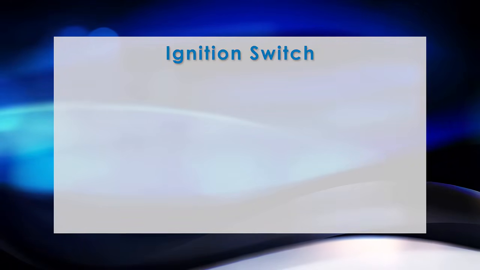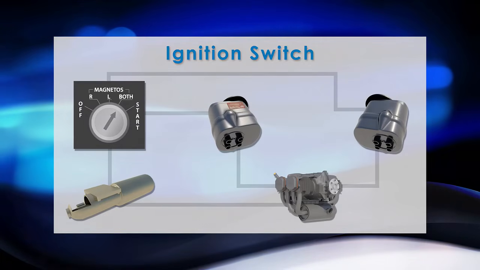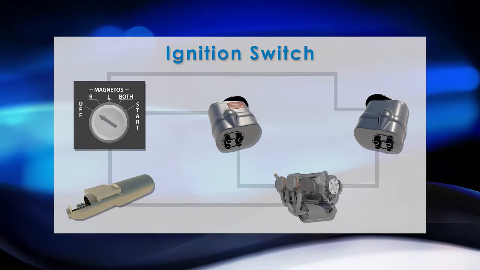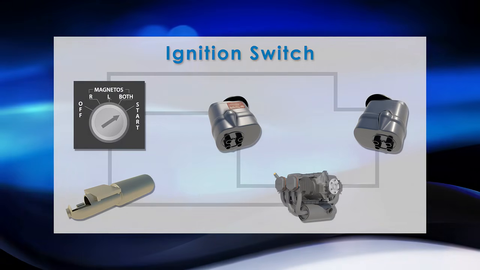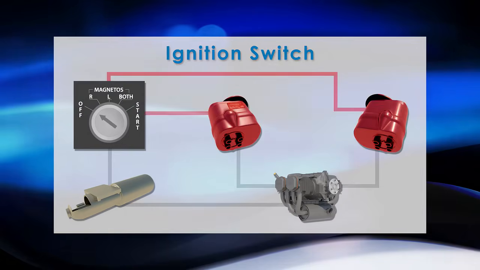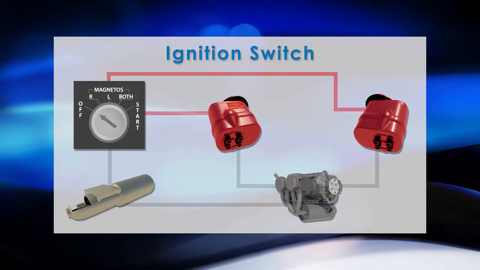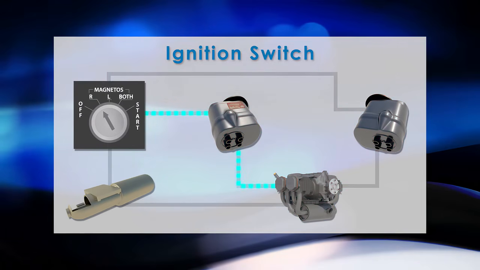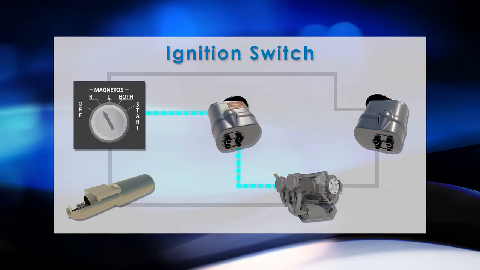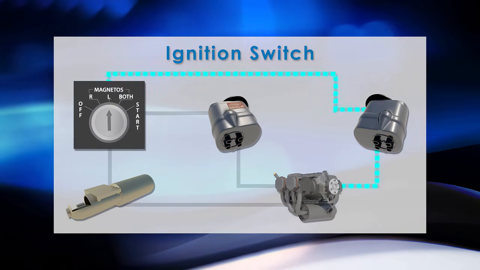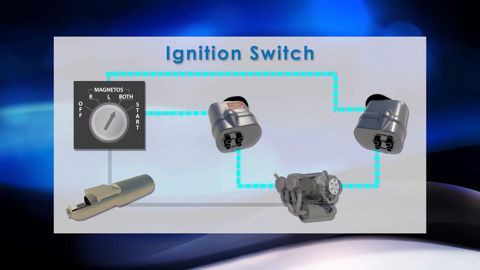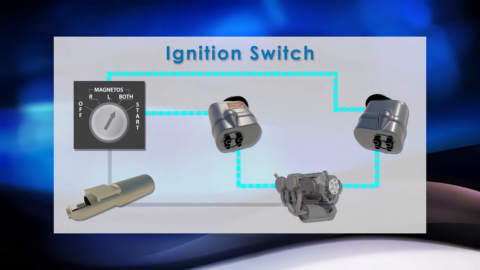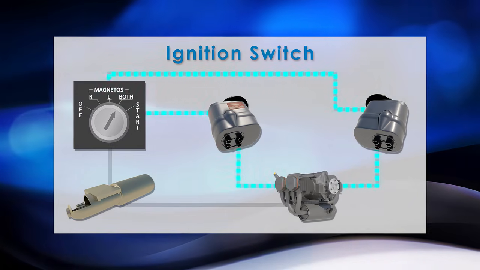The last component is the ignition switch, which is the pilot's way of controlling the magnetos. In most general aviation aircraft, the switch is labeled off, right, left, both, and start. If the switch was to be placed off, then the magnetos would not be able to power the spark plugs. Therefore, the engine would not be able to run, and it would turn off. If the switch was placed in the right or left position, then only that respective magneto would be powering its spark plugs. If the switch was positioned on the both selector, which is its normal position for flight, both magnetos would be powering the spark plugs.